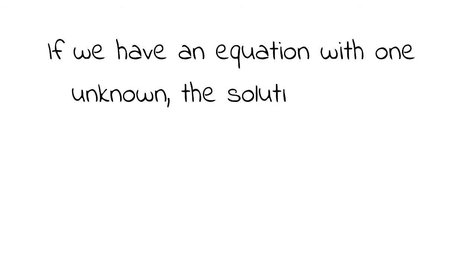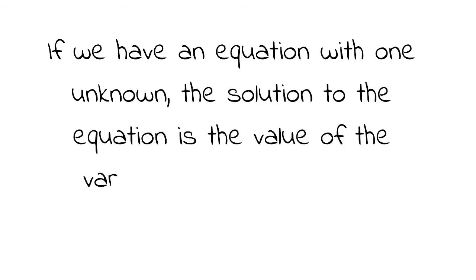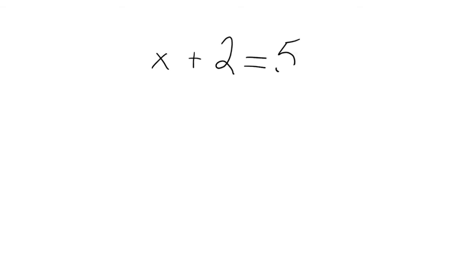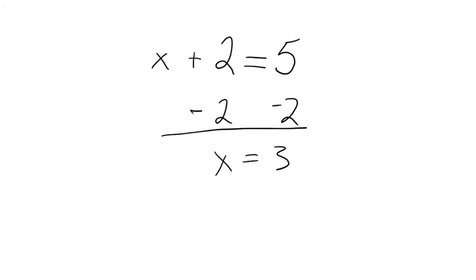In an equation with one unknown, the solution to the equation is the value of the variable that will make the equation a true equation. In the equation x plus 2 equals 5, we can use the subtraction property of equality to subtract 2 from both sides and find that the value of the variable that makes this a true equation is 3.